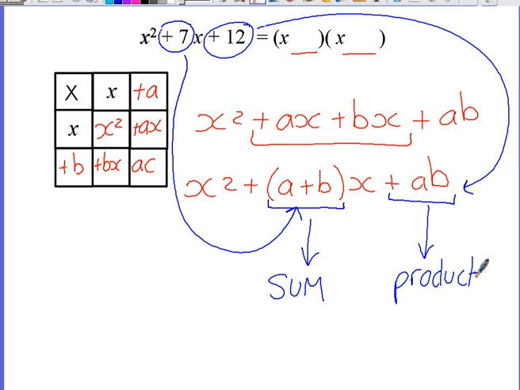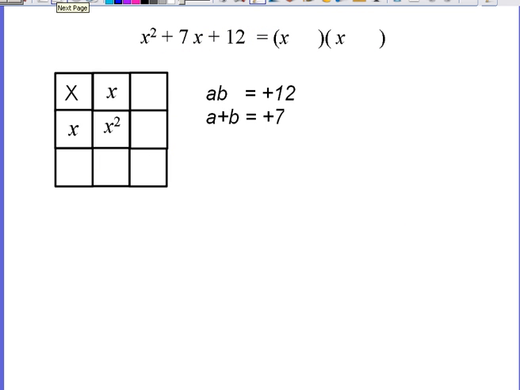So it's always looking for the sum of the two values that will give you the number or the integer in front of x, and always looking for the product of the two numbers that will give you the constant term at the end of your expression. So let's try and solve this expression. So x squared plus 7x plus 12, we've got the x's in place. We need two numbers that multiply to give 12 and that add to give 7.